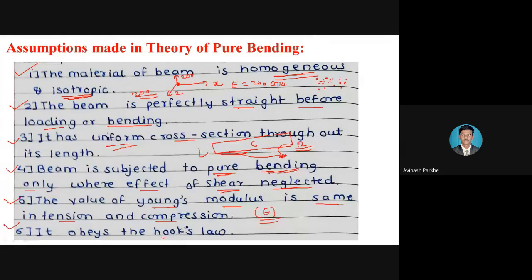Means due to the increase in load on that particular beam, the bending stress is directly proportional to the bending strain. Because Hooke's law states that within elastic limit the stress is directly proportional to strain. Similarly, if your beam is subjected to loading and bending stress increases, at that time the bending strain also goes on increasing due to the increase in bending moment. So these are the 6 assumptions which we have to satisfy while using that particular beam for analysis purpose or for any type of application.